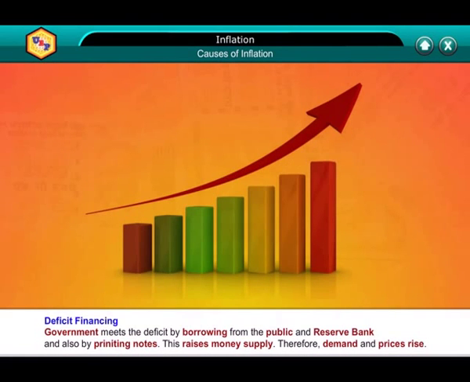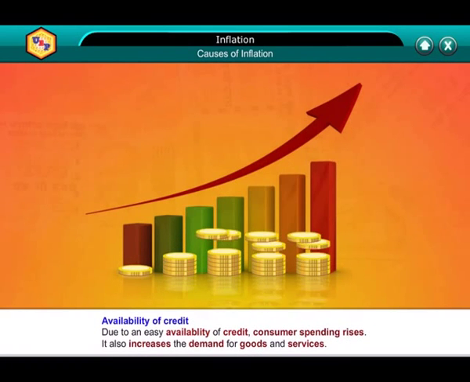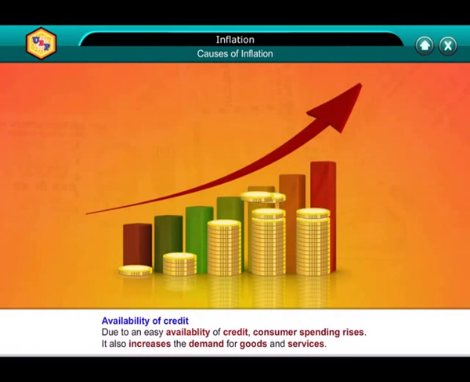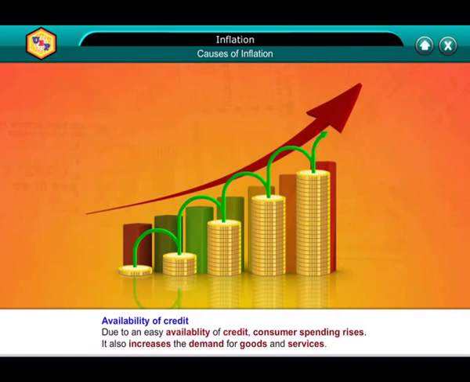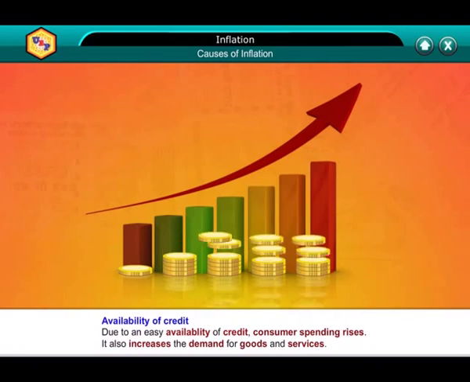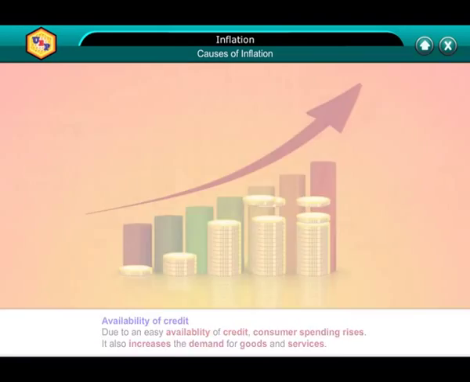Deficit financing. Government meets the deficit by borrowing from the public and Reserve Bank, and also by printing notes. This raises money supply. Therefore, demand and prices rise. Availability of credit. Due to an easy availability of credit, consumer spending rises. It also increases the demand for goods and services.